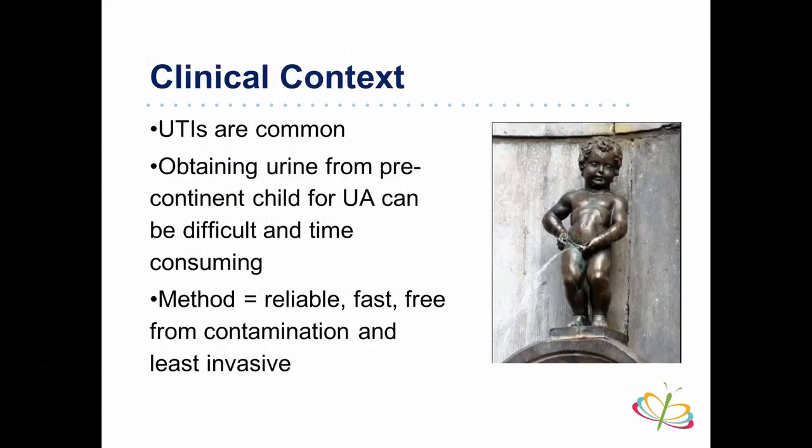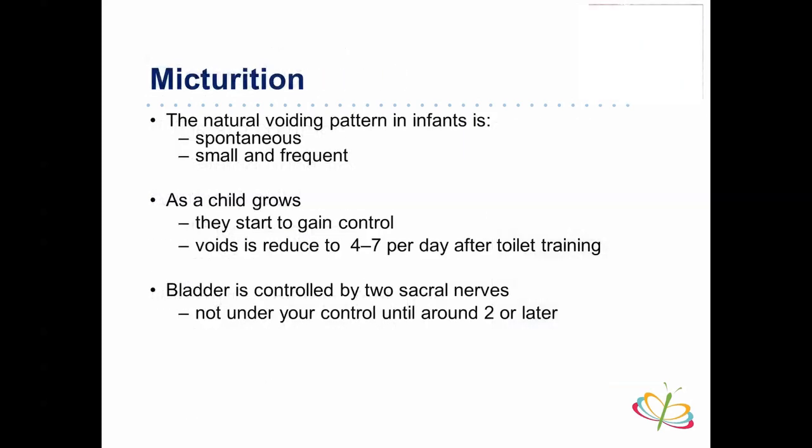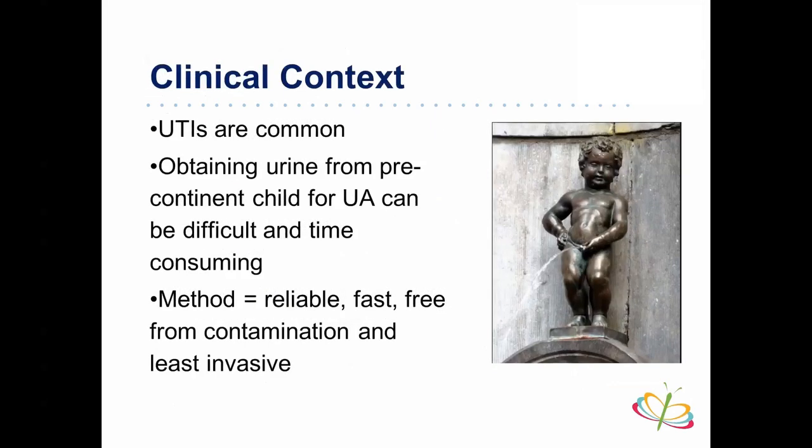So what do we know? We know that UTIs are common. They occur in about 5 to 7% of febrile children under the age of 2. Obtaining urine in this age group in precontinent children for urine analysis can be quite tricky, quite demanding, and quite invasive. We wanted to find a method to obtain urine that's reliable, fast, free from contamination, and the least invasive possible.